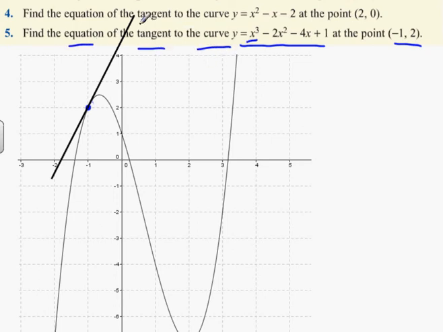Now it says we have to find the equation of a tangent to the curve. A tangent is what? A tangent is a line. To pick up marks in your exam, simply write down the equation of a line to begin with.